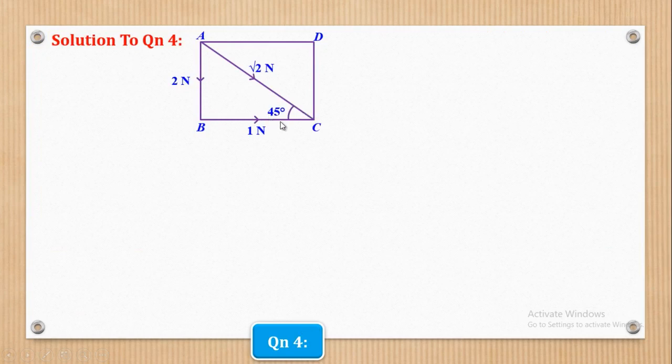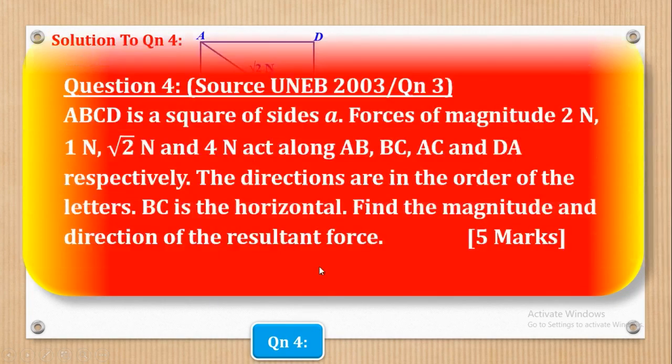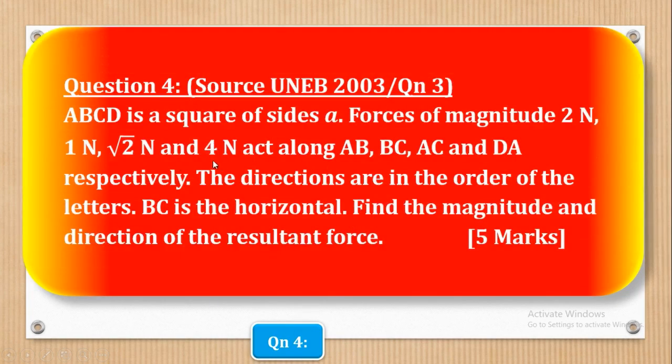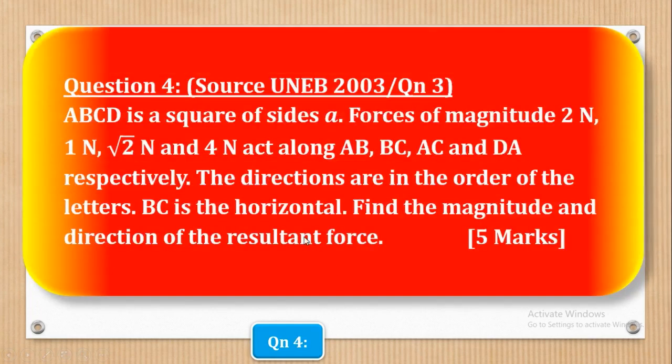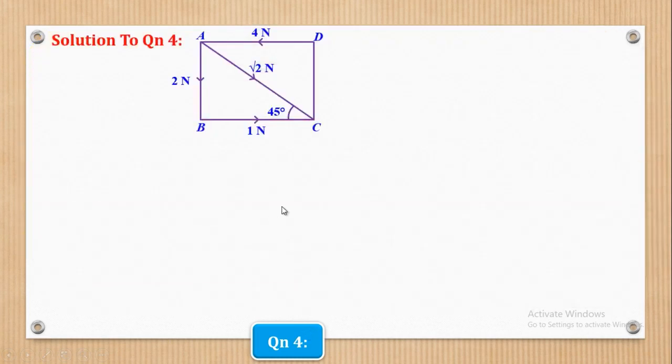Since it's a square, this angle is 45. And lastly, the 4 Newton force is in the direction DA. So we shall come at DA and put our 4 Newton force. So basically those are the forces which were given, and now we have to get the direction and magnitude of the resultant force. For you to get the direction and magnitude, you have to resolve vertically and horizontally first.